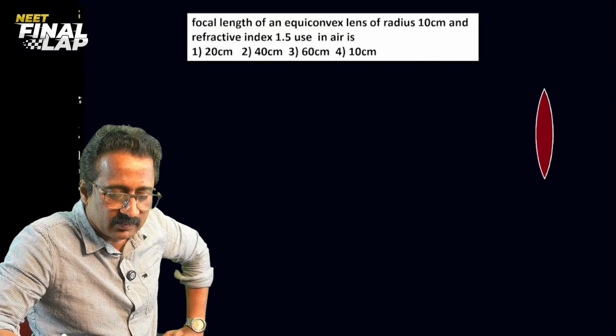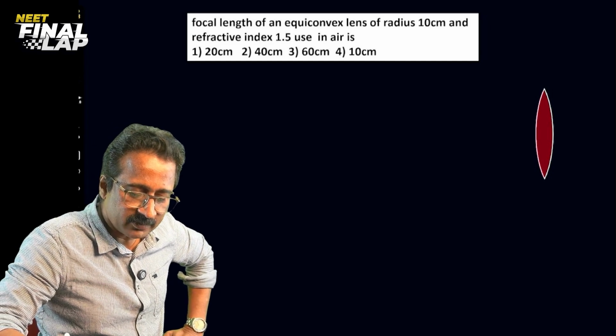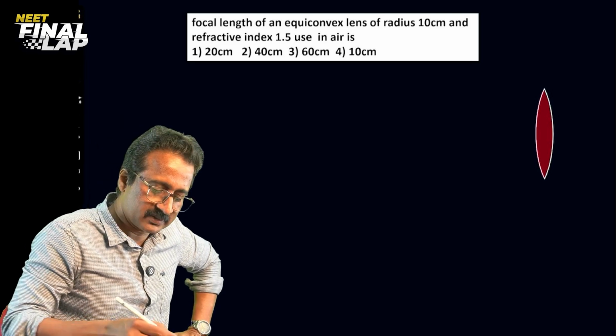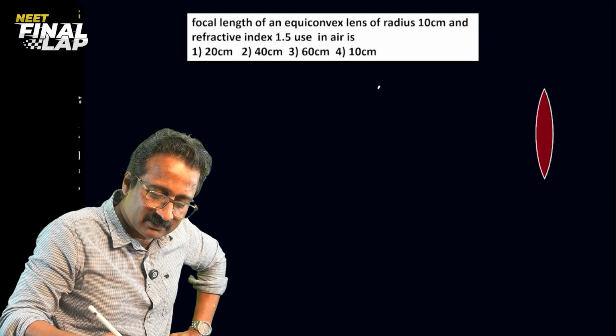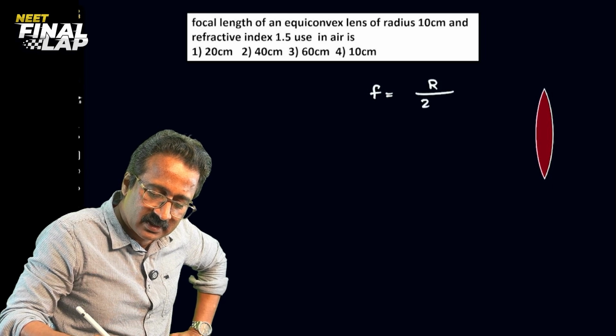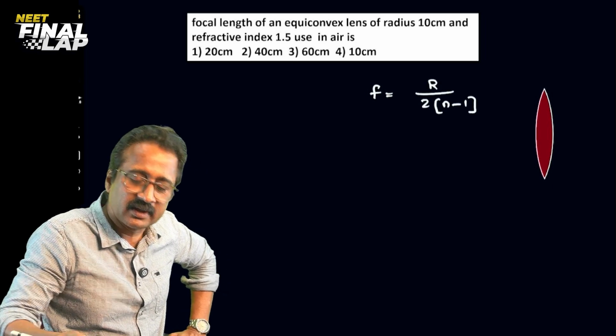Focal length of an equiconvex lens of radius of curvature 10 cm and refractive index 1.5 used in air is. See, this is an equiconvex lens, so don't worry. It's going to be very easy because focal length of an equiconvex lens is given by a simple expression. There's lens maker's formula. Values കൊടുത്ത് നമ്മൾ റെഡി ആക്കി വെച്ച equation അടിക്കടി നേരിട്ട് use ചെയ്യാൻ പറ്റും.